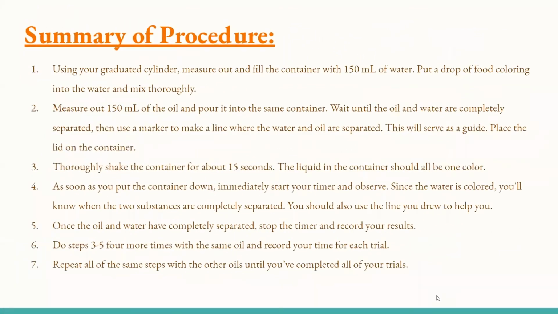So for the experiment, you want to measure out 150 milliliters of water and put a drop of food coloring into it, and then measure out 150 milliliters of the oil and put it into the same container, and then wait until the oil and water are separated and then draw a line between them, and this line will serve as a guide. And then you put on a lid and shake the container for about 15 seconds until the color of the liquid is all one color.